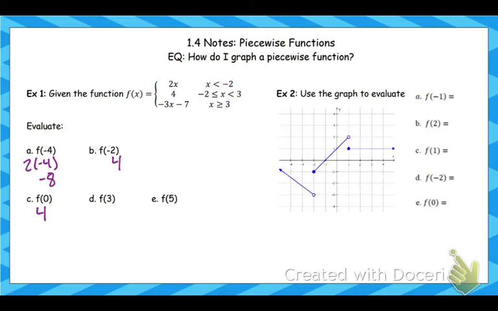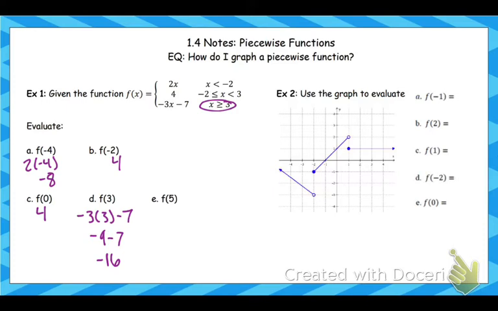All right, the next one, f of 3. When x equals 3, it's going to be the or equal to. So x is greater than or equal to, which is the bottom. So we're going to plug 3 in for x in the bottom equation. Negative 9 minus 7 is negative 16.